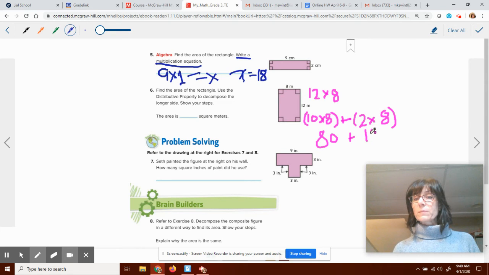That purple's very pretty. I'll have to try these different colors. 80 plus 16 is 96. And we do have a unit of measurement. It's meters. So we are all set.